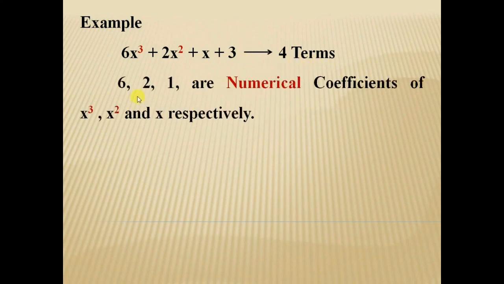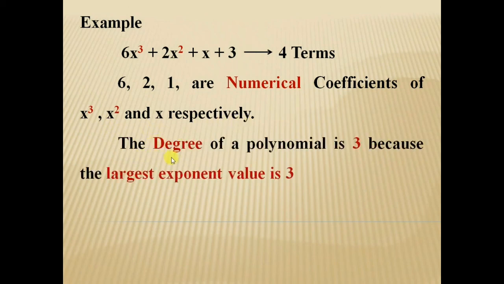Next example, given the polynomial 6x³ + 2x² + x + 3, which has four terms. 6, 2, 1 are the numerical coefficients of x³, x² and x respectively. The degree of a polynomial is 3 because the largest exponent value is 3.